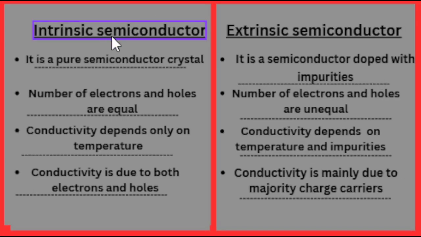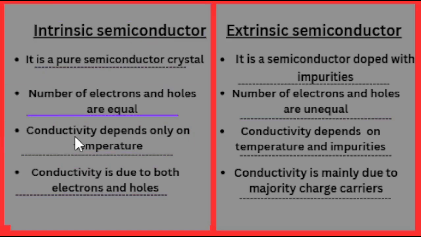Difference between intrinsic semiconductor and extrinsic semiconductor. Intrinsic semiconductor is a pure semiconductor crystal, whereas extrinsic semiconductor is a semiconductor doped with impurities. In intrinsic semiconductor, the number of electrons and holes are equal, whereas in extrinsic semiconductor, the number of electrons and holes are unequal.